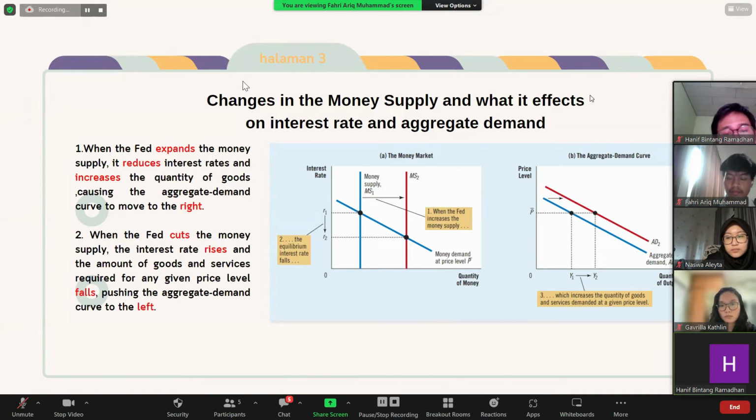And in the second scenario, when the Fed cuts the money supply, the interest rate rises and the demand for goods and services required at any given price level will fall, therefore pushing the aggregate demand curve to the left. Moving to the next slide.